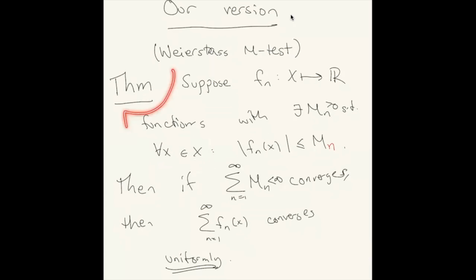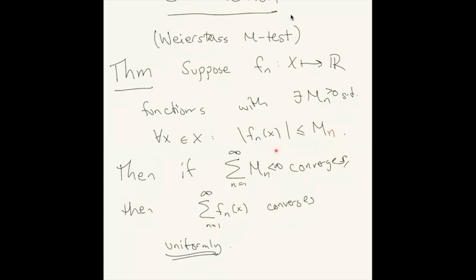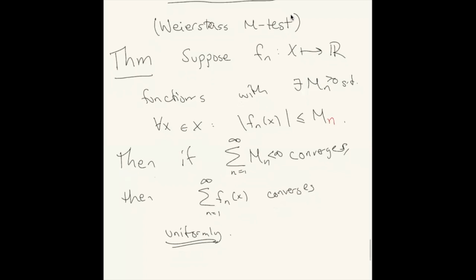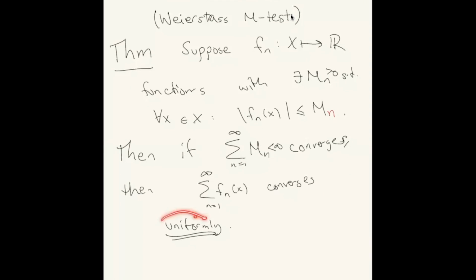So we have some bounded functions where the bound is M_n, and then if the series of these real numbers M_n converges, then the series of functions converges uniformly. So kind of absolute convergence, or some version of absolute convergence, means that the series converges, and uniformly.